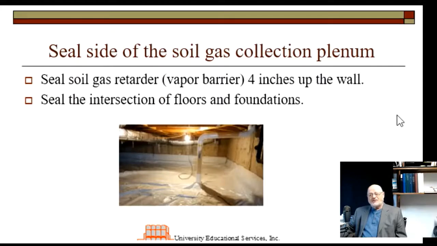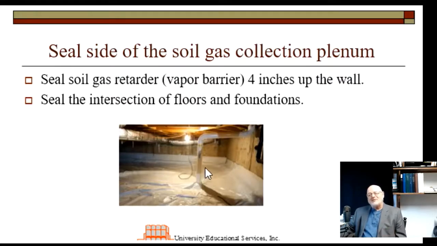The soil gas retarder should run 4 inches up the wall. Now, I've put this picture in here, which is unfortunately a crawl space, as you can no doubt tell. And here's the exhaust pipe coming up. It's not going straight out. This is a house that's been rehabbed. And you'll notice that the pipe comes up and it makes a turn to the right and then goes up again. We'd like to avoid that if at all possible. In a new construction, you should be able to avoid that.